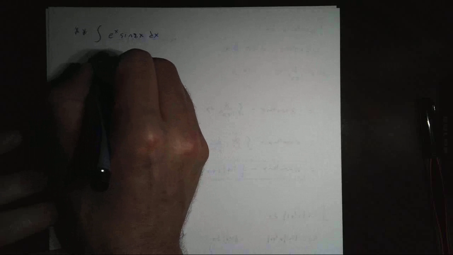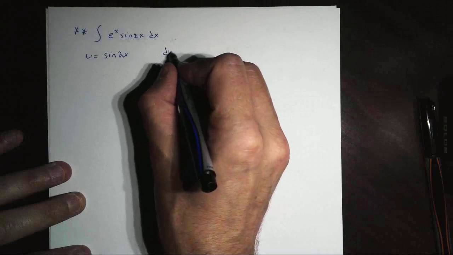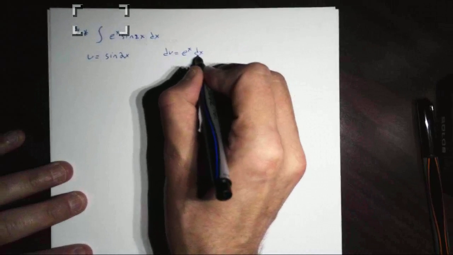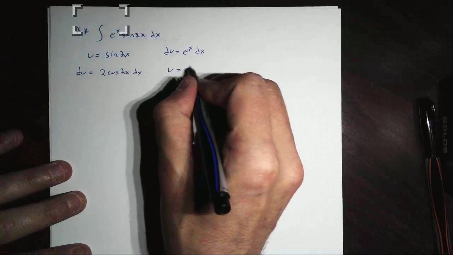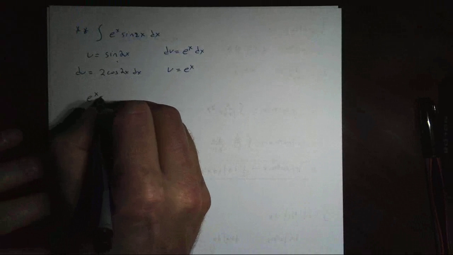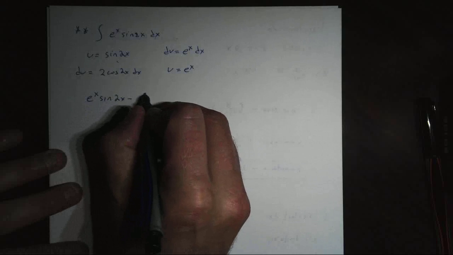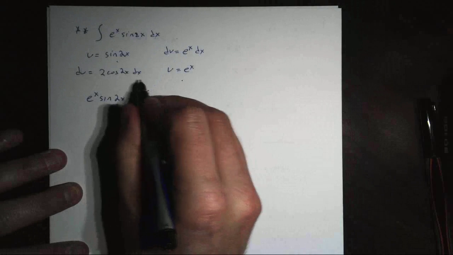Now, I will warn you, because of the way derivatives work, sine of 2x will make a better u. Chain rule is easier than a u substitution. Our dv, therefore, will be this e to the x dx. Take the derivative, du, we get 2 cosine of 2x dx. Take the antiderivative, v is e to the x, and I write it out. U and v, I get e to the x sine 2x minus the antiderivative of v du.